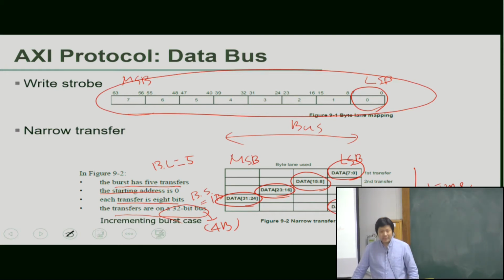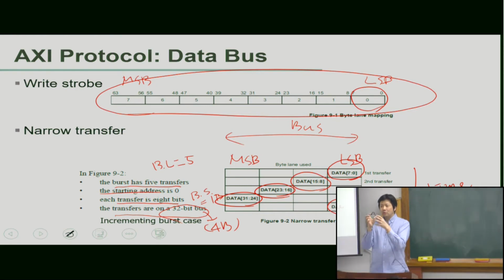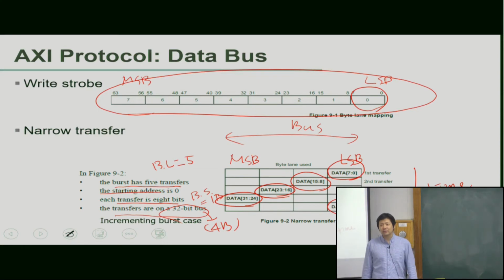This is called a narrow transfer because you only make use of a very small subset of the entire bus at any given time. In contrast, a wide transfer is where you fully utilize the bus.